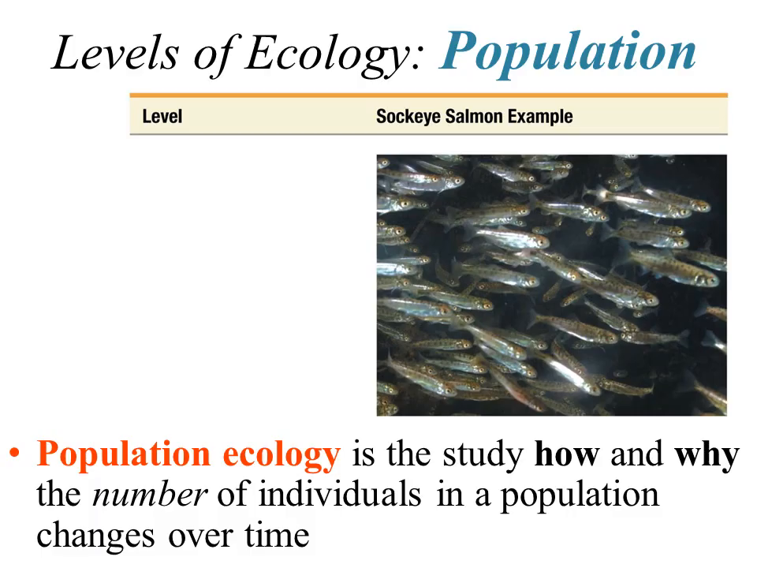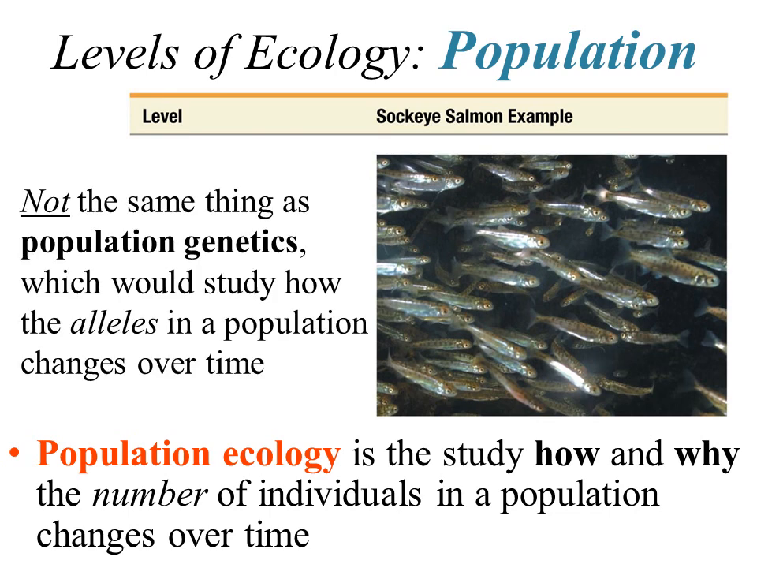So population ecology is the study of how and why the number of individuals in the population changes over time. The idea is that this isn't how populations adapt over time. We talked about adaptation and natural selection last time, but this isn't the same thing as population genetics, or how the alleles in the population change over time. It's what makes a population increase, and what makes a population increase at different rates.